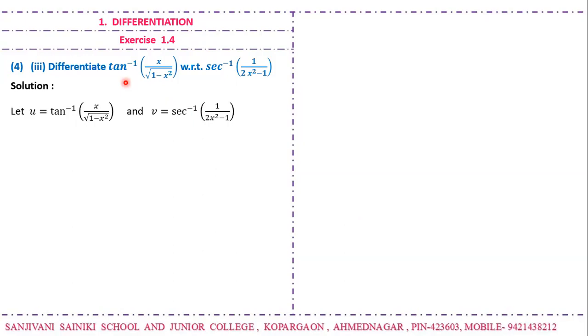Now differentiate tan inverse of x divided by root 1 minus x square with respect to sec inverse of 1 upon 2x square minus 1. So whatever the first function is given, take that function as u and the second function as v. Now we will put x is equal to cos theta.